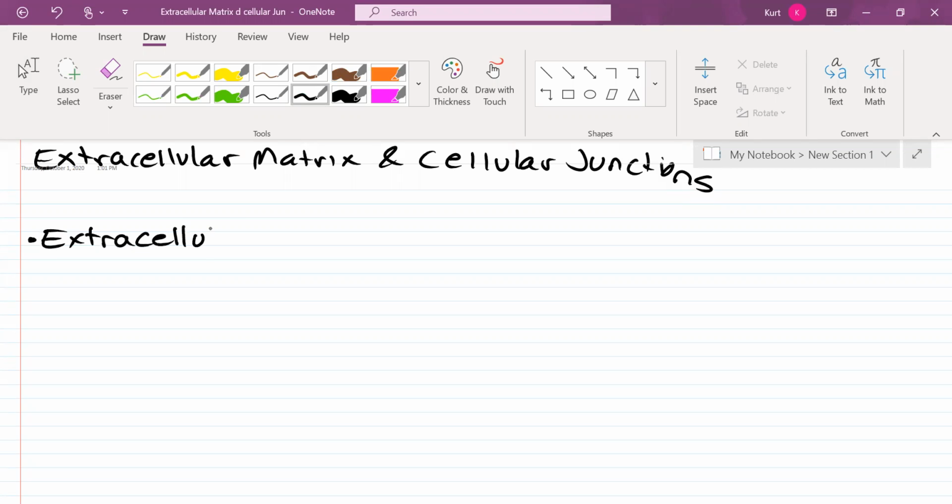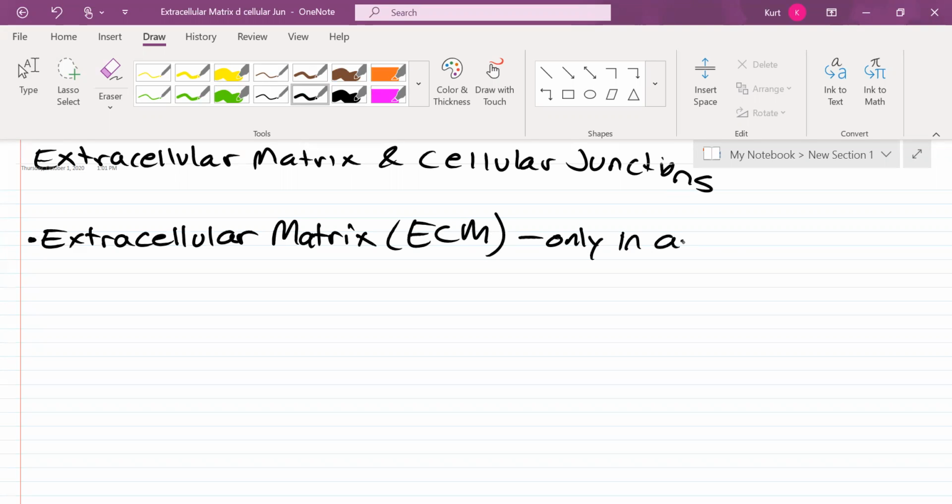A matrix is typically a network of interwoven processes or interwoven structures. An extracellular matrix is known as the ECM, and you only find it in animals. I'll explain why momentarily. The extracellular matrix is not just a void. It's not like outer space. There's actual stuff that makes up the matrix. Like I said, it's like a big, vast network of interwoven structures and processes.